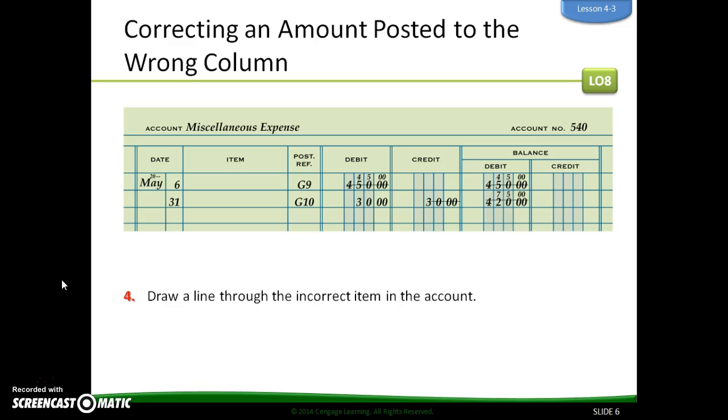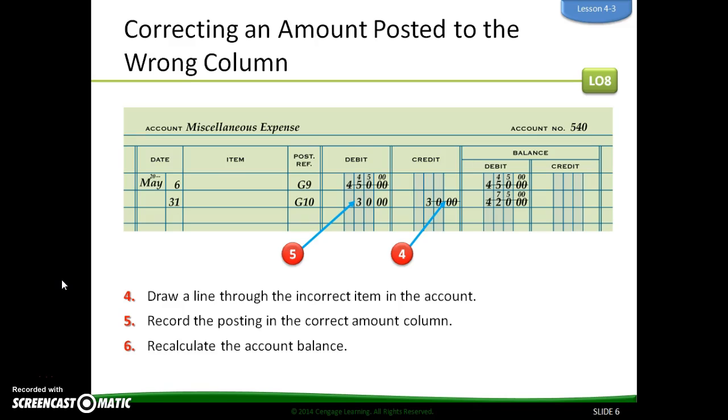If we posted in the wrong column, so we posted something as a debit instead of a credit, or a credit instead of a debit, again, draw a line through the incorrect item, go ahead and post the item in the correct account. So we drew a line through the $30 that was the credit, and we now went ahead and put it as a $30 debit, and we just then recalculate the account balance using the $30 as a debit instead of the $30 as a credit.